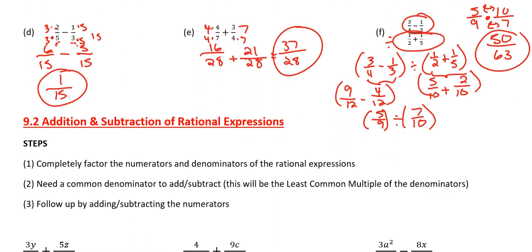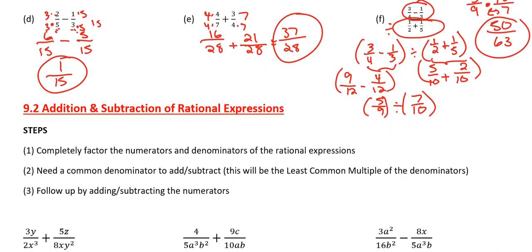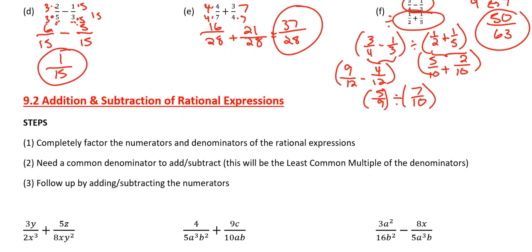So for today, again, we're going to be adding and subtracting these rationals. And these are the steps that we're going to follow. First thing we're going to do, just like the multiplication and division, is completely factor everything that we can. That'll make our lives much easier. And then the second thing, if we look at the two we just reviewed, when it comes to addition and subtraction, we need a common denominator. So that's what we're going to have to focus on, is finding a common denominator.